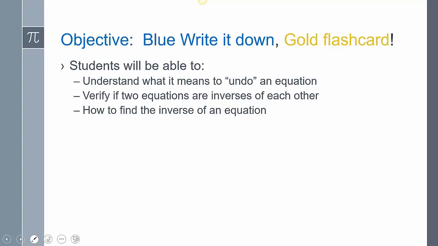Now in all of my lessons, just a reminder, if you see the title or something highlighted in blue, that's something you should write down in your notes. Gold means you should put that in your notes and create a flashcard of it, because that's something you're going to want to remember. Having that stack of flashcards going over those definitions and theorems is going to help you in the long run.